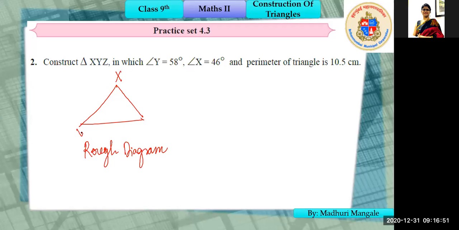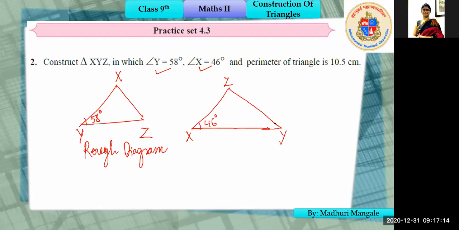So this is X, Y, Z, and angle Y is 58 degrees. Okay, so just check, Y and X is given, right? So we need to label it correctly. So once again, let me draw. The base should be X and Y, and the top will be Z, like that, correct? Angle X is 46 degrees and angle Y is 58 degrees, like that. So the correct rough diagram should look like this.